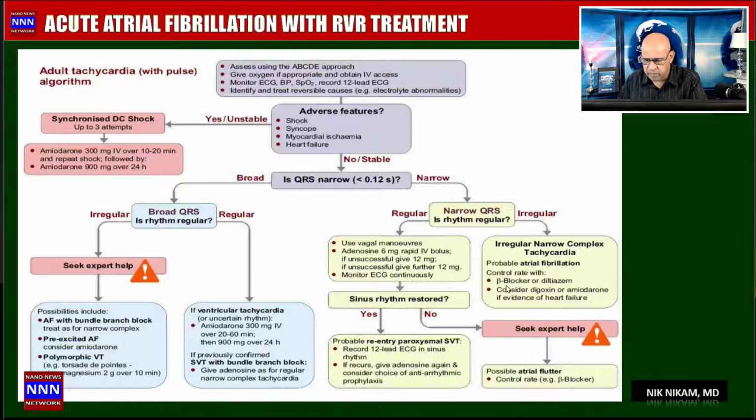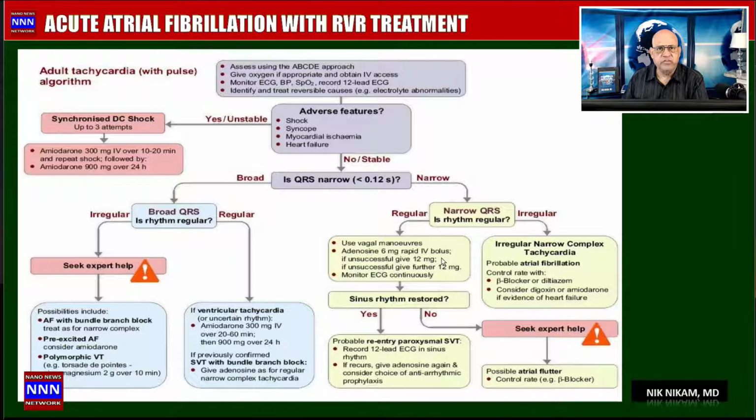These patients can be treated with beta blockers or diltiazem, or we can use digoxin and amiodarone depending upon the clinical condition. On the other hand, if the rhythm is regular, like you're having a constant RR interval, like in a patient with atrial flutter with 2-to-1 conduction with a ventricular rate around 160, 170, or paroxysmal atrial tachycardia with a heart rate ranging from 180 to 200, then you use adenosine 6 milligrams IV rapidly.